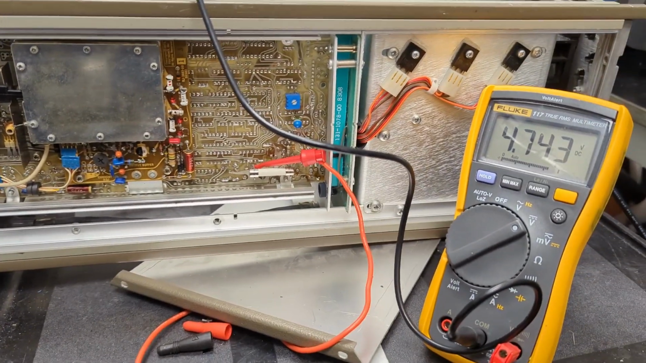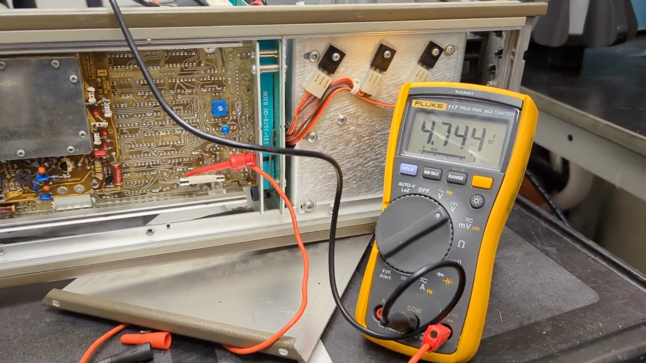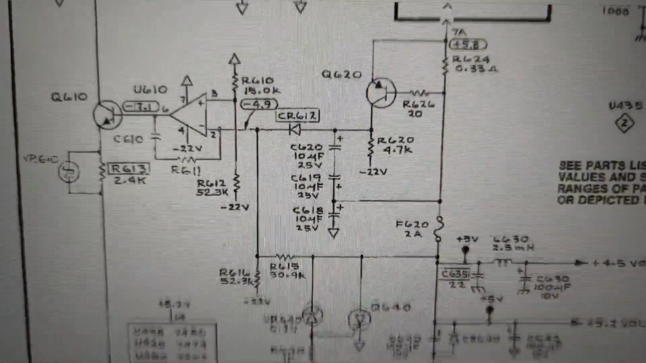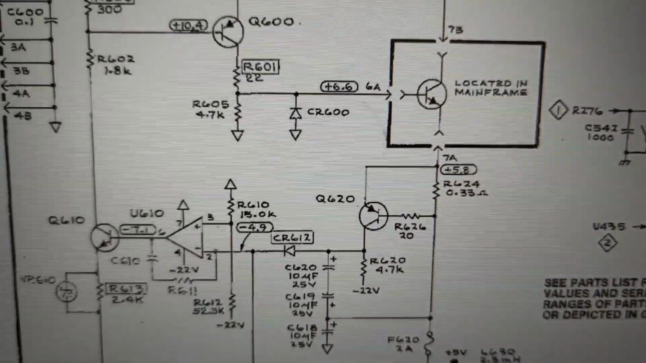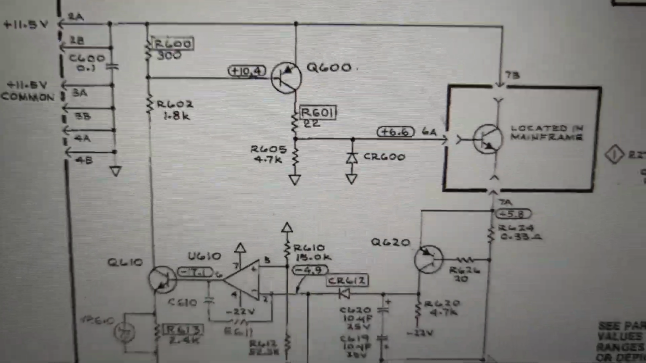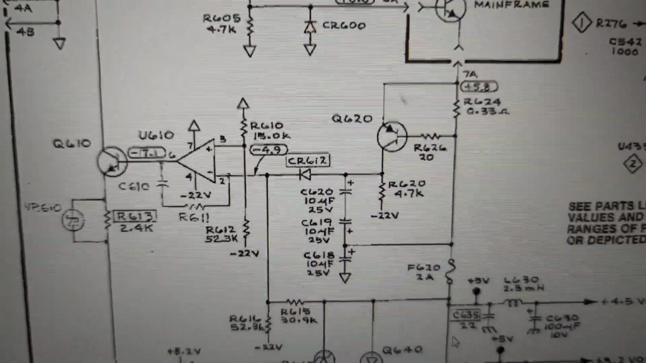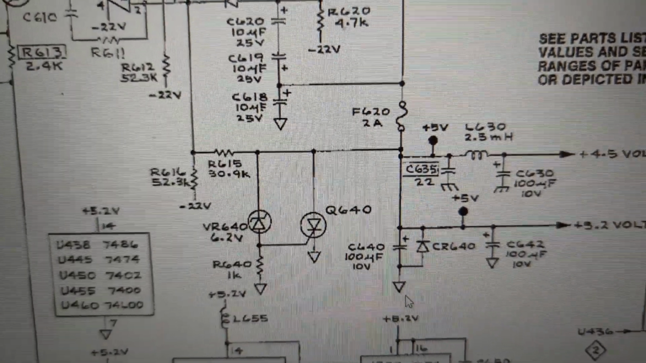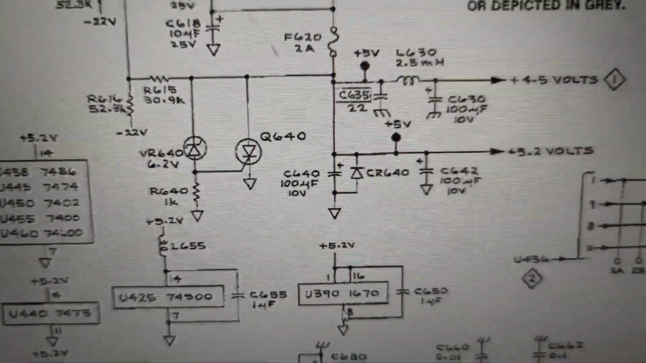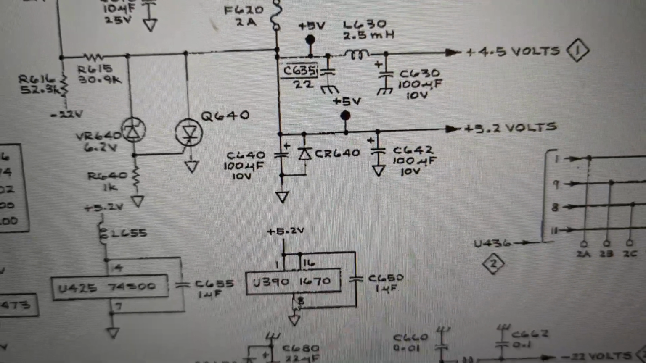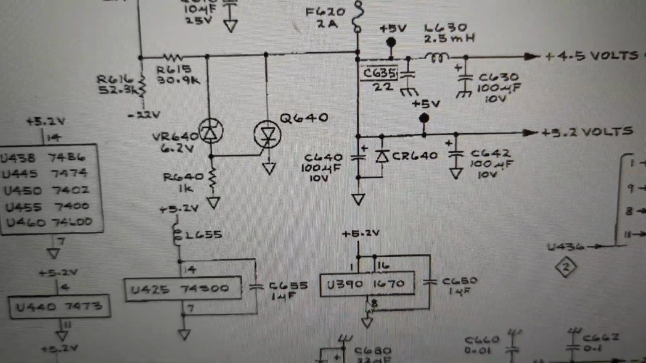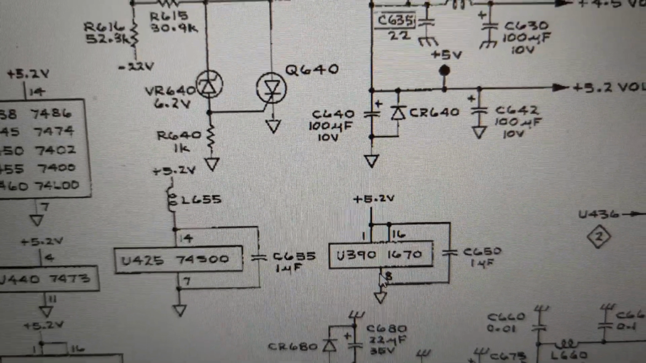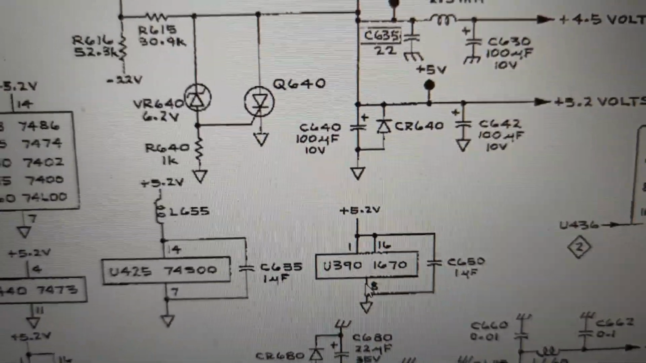Well, back to the drawing board. Let's take a look at the schematic again. Okay, so I have looked at this entire area of the circuit pretty thoroughly. Again, I was looking at that fuse and how there could be that voltage drop across that fuse. We've replaced all those electrolytic caps. Also, this one I forgot, C640. I did end up replacing that one too, and again, it measured completely fine.